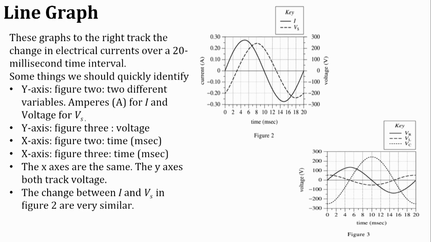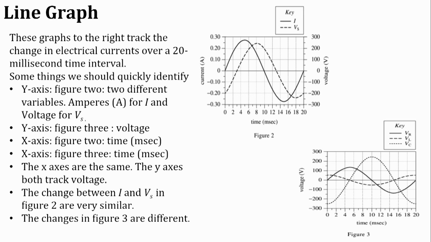Okay, the changes between I and VS in figure 2 are very similar. So look at figure 2, you see the solid line and the dotted line, they're perfect matches for each other. They're just offset a little bit, but you can see how they increase a lot for the first couple of seconds, and then there's a long decrease in the middle, and then they both start to increase again. So they're very, very similar. Okay, and then the changes in figure 3 are different. When I look at figure 3, those 3 different lines don't have the same mirror image quality that figure 2 has. They're not perfect matches like those are. So that's just something we want to note here, okay?